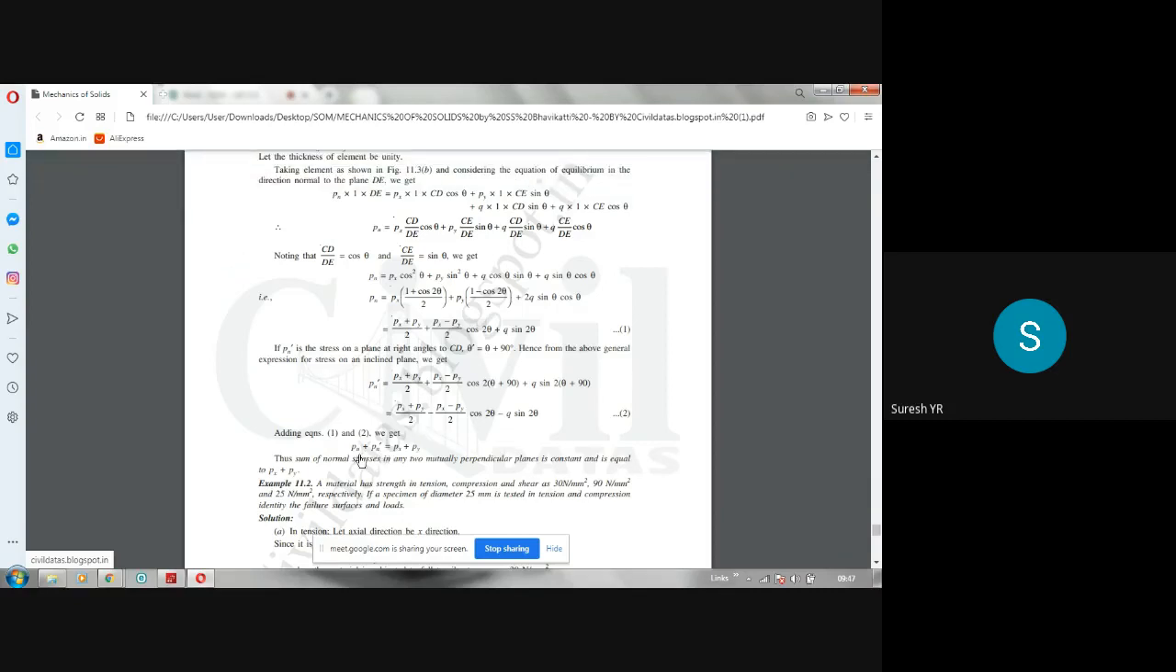In a given problem, Px and Py are constants, maybe tensile or compressive. So Px plus Py is another constant. That means the sum of normal stresses on any two mutually perpendicular planes is constant and is equal to Px plus Py. So, a very simple derivation.